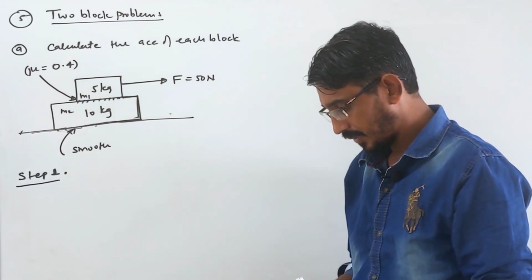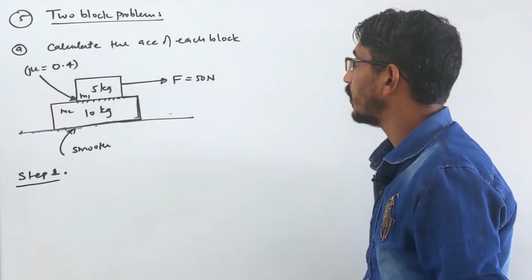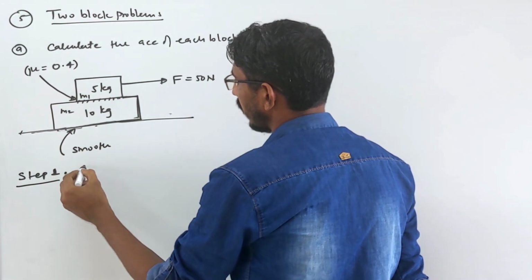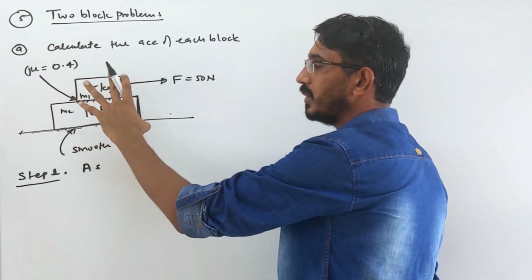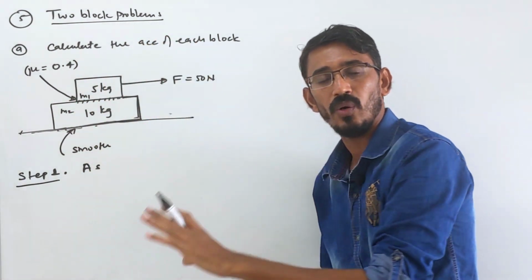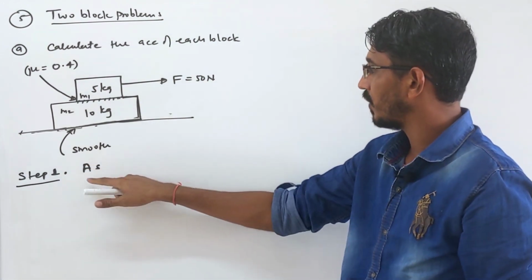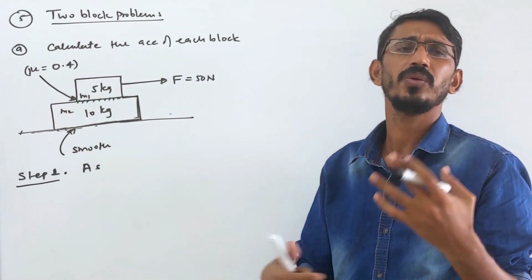First you have to check, you have to assume. So what you do, assume that right now we don't know whether these blocks are moving together or separately. So in step 1, we assume that they are moving together, then what happens.